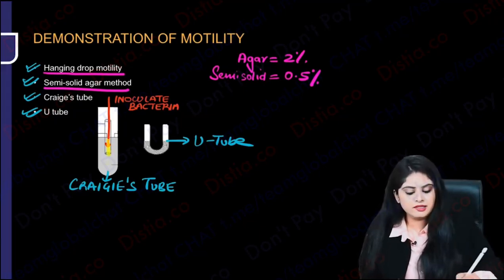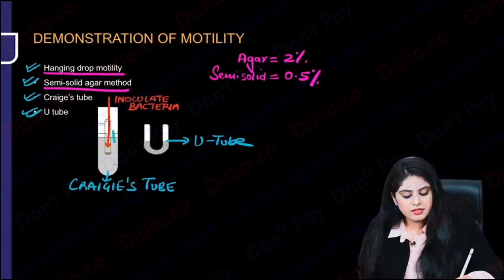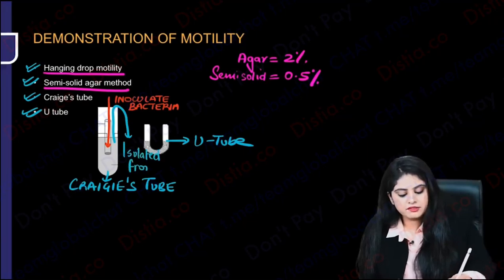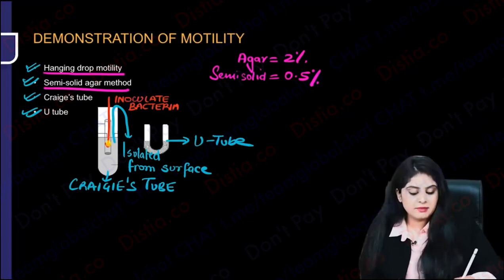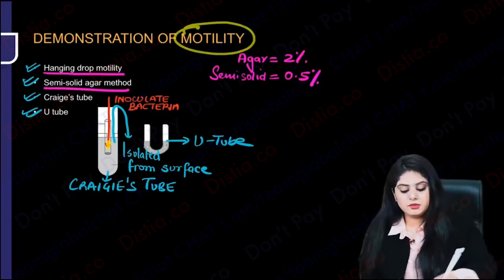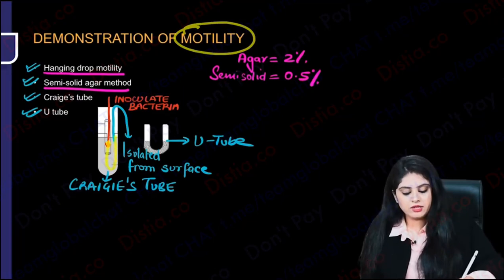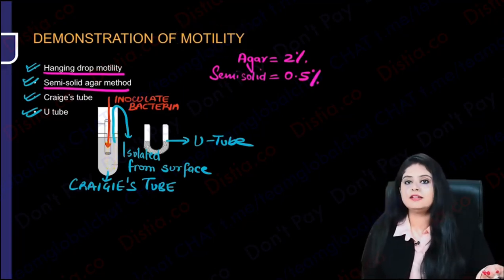Next morning you realize that you are able to isolate it from the other tube. You are able to isolate it from the surface. You will say, oh, how has the bacteria reached here? It must have traveled. I left the bacteria over here, but the bacteria was motile. So it went from here and I could get it over here. So it has moved. That is Craigie's tube.